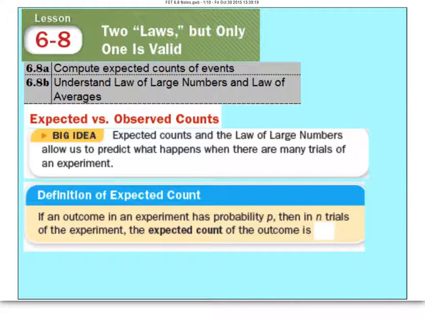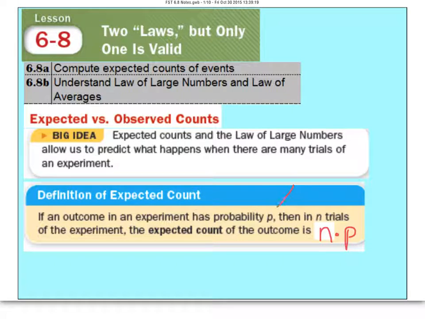In Learning Objective A, we're going to talk about computing expected counts of events. So what an expected count is: if an outcome in an experiment has a probability p, then in n trials of the experiment, the expected count of the outcome would just be n times p. Let me give you an example.